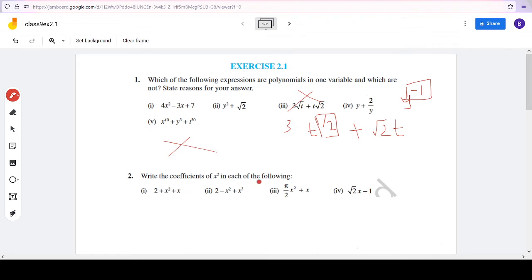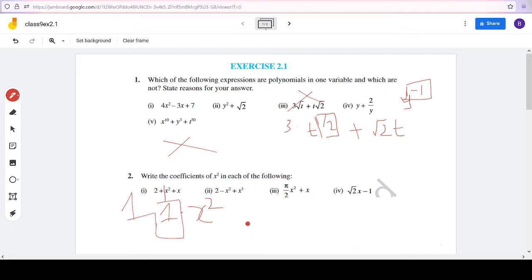Again, if I move to the second question, we have to find the coefficients of x square. As you know, the coefficient is nothing but the term attached to the x square. If I take the expression 2 plus x square plus x, this is a quadratic expression, and the term associated with x square is the constant 1. So I can write x square as 1 into x square. So the coefficient of x square is 1 for the first question.